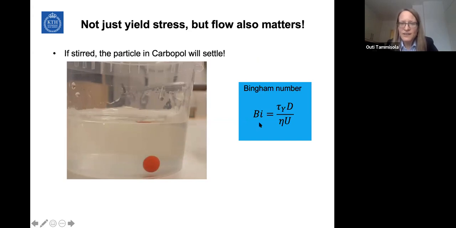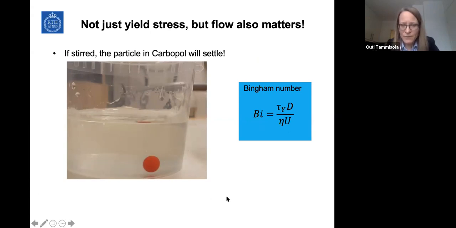And one way to characterize this is the Bingham number. So here we have the Bingham number with yield stress above and flow speed below. And this would then be some kind of measure of the yield stress over the viscous stress of the fluid. And if the Bingham number is large, then the yield stress is very important. So both the fluid and the flow are both important.